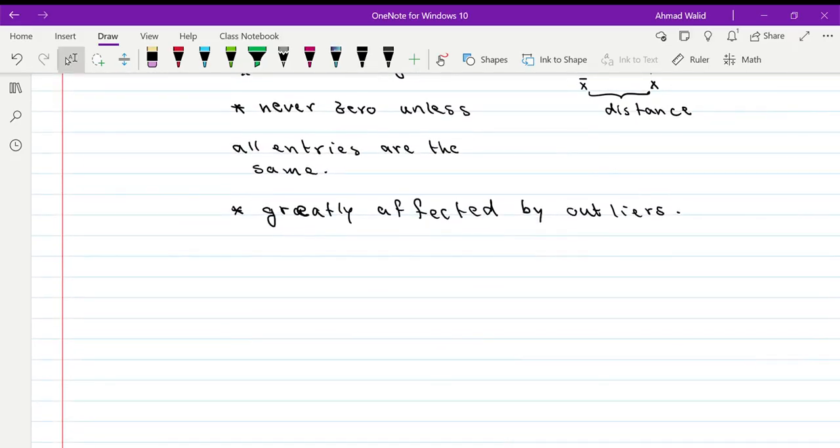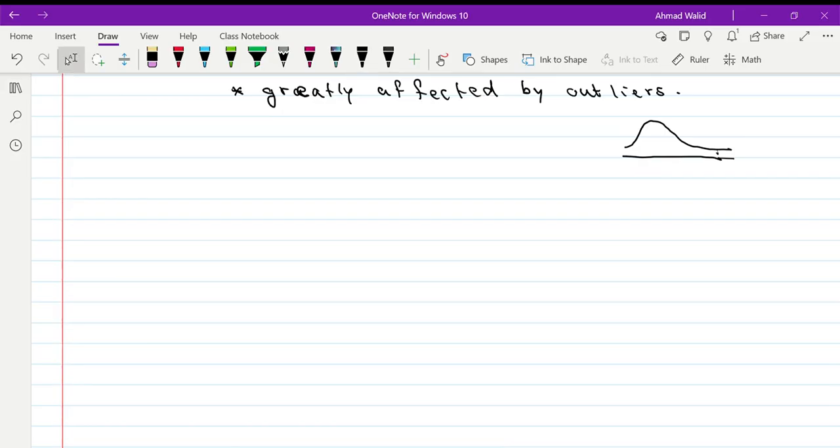You saw even in the graph the other day that I explained, that sometimes your graph is like this, correct? It has a tail on the right or on the left, which we call outliers. The data that's here, we call them outliers. Standard deviation can be greatly affected by outliers. Correct? Now, let's talk about the formula.